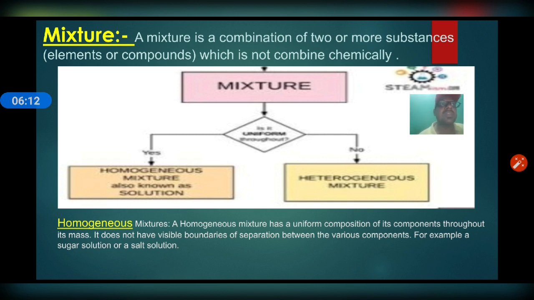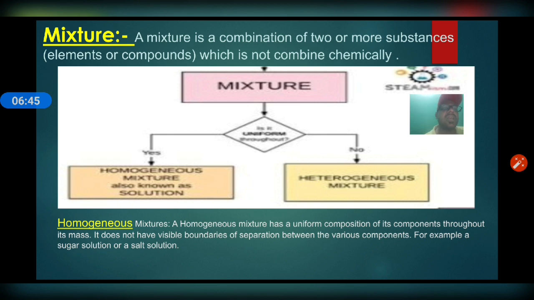Impure doesn't mean that it is harmful for us. We are having our food, that is a mixture: rice, pulses, vegetables. We are using mixtures also. Bikaji, you have seen, lots of mixtures are there because they contain lots of components like cashew, pulses, sev, all these are there. Things are there, but they are a mixture. Mixture means mixing of two or more substances.